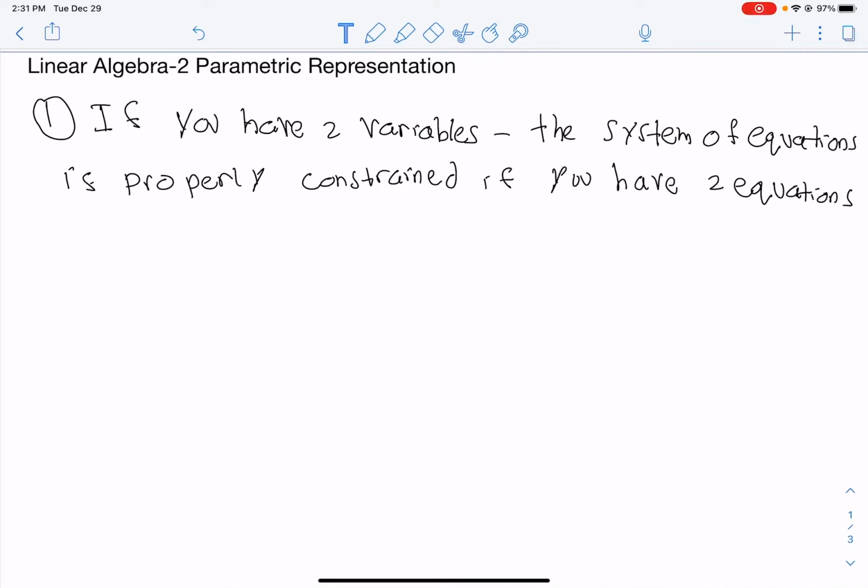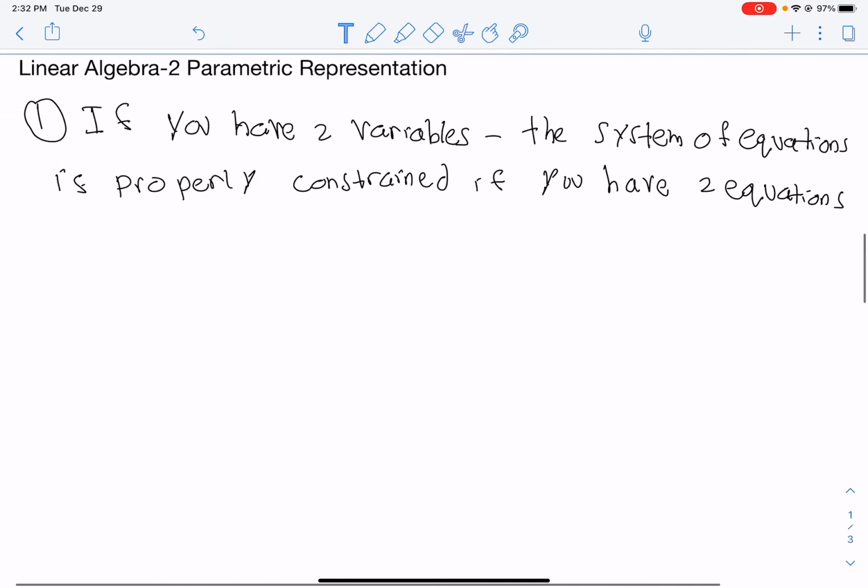So we're going to go over parametric representation. We're just going to want to go over this rule of systems of equations that we're going to jump into and start to understand the more that we work on this. If you have two variables, the system of equations is properly constrained if you have two equations. So two variables, you need two equations. So let's jump into a problem to help us understand that.